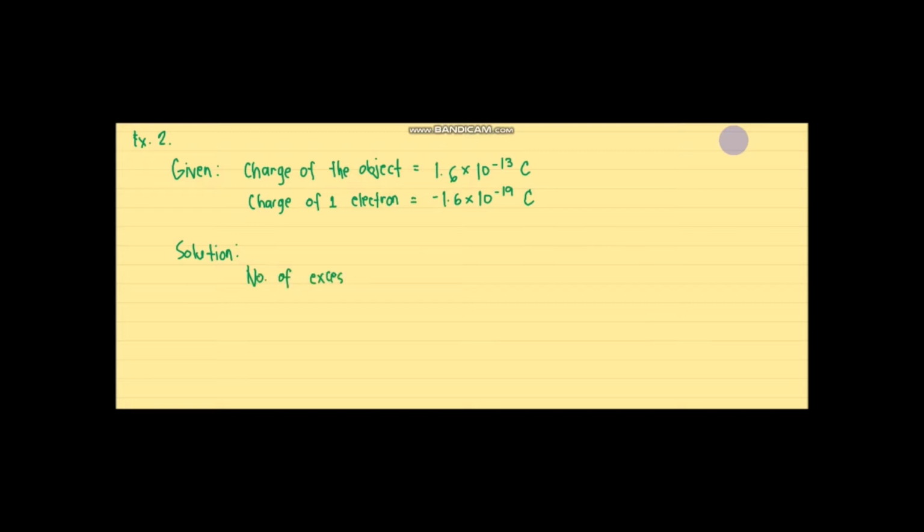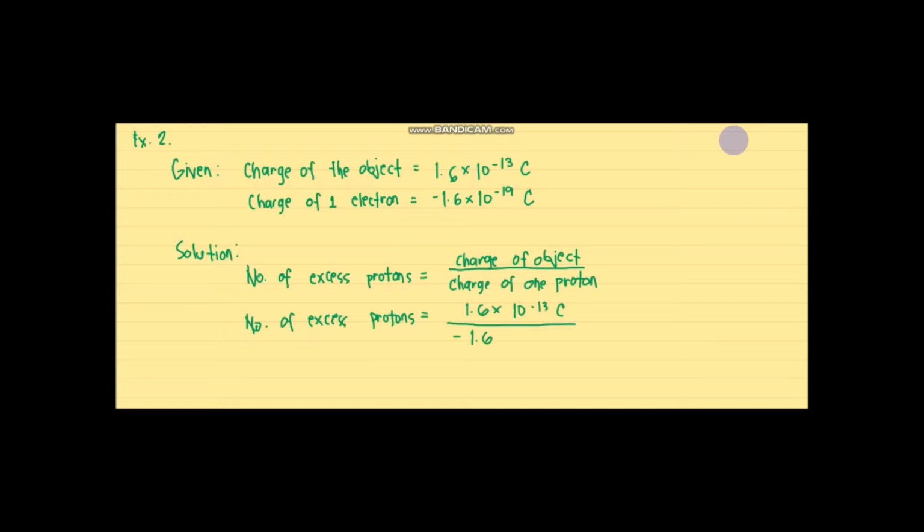For the solution, for us to be able to get the number of excess protons, we have to divide the charge of the object divided by the charge of 1 proton. Substituting the given, we have 1.6 times 10 to negative 13 divided by 1.6 times 10 to negative 19. We will have 10 to the 6 protons. So that's how you solve for the number of protons.